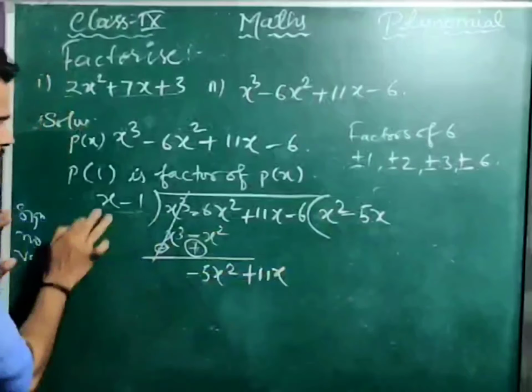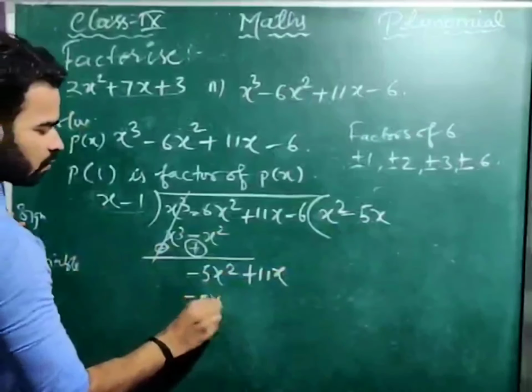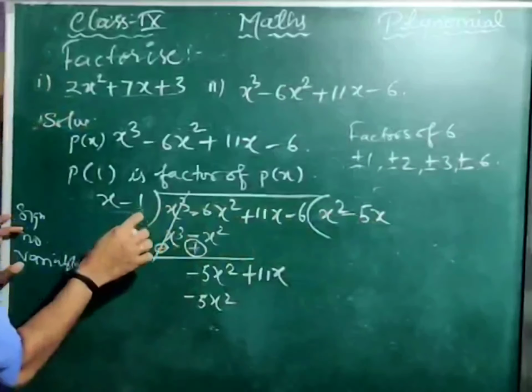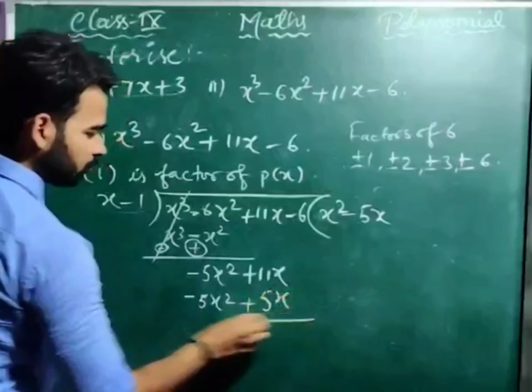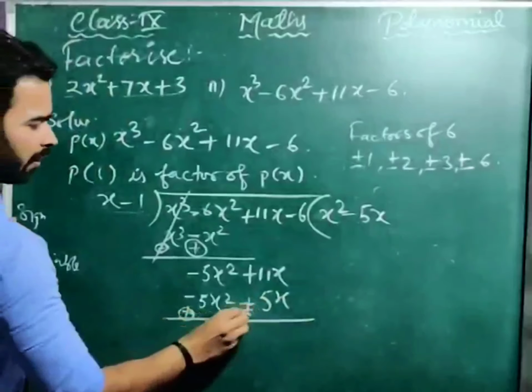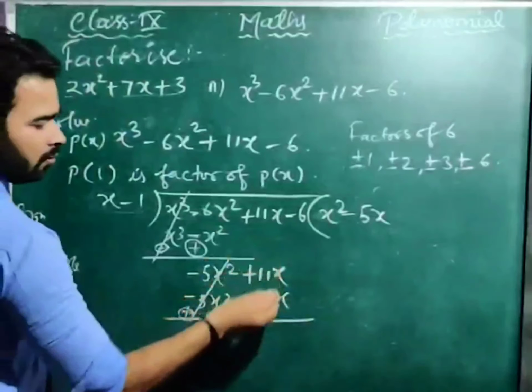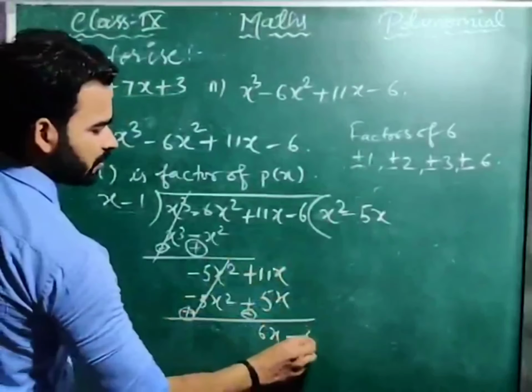So minus 5x into x, minus 5x square, minus 5x into minus 1, minus minus, plus 5. Now plus minus, this is cancelled. 11 minus 5 is 6x and minus 6.